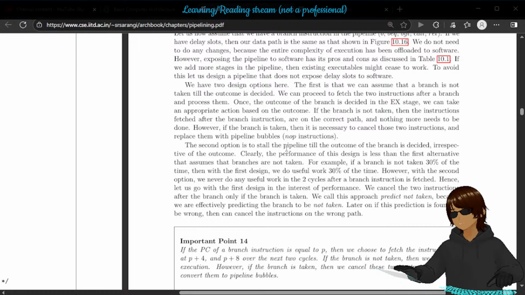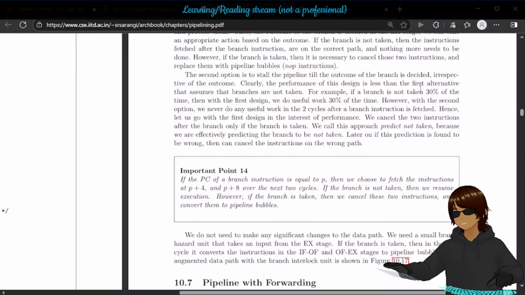The second option is to stall the pipeline till the outcome of the branch is decided, irrespective of the outcome. Clearly, the performance of this design is less than the first alternative, which assumes the branches are not taken. For example, if a branch is not taken 30% of the time, then with the first design, we will do useful work 30% of the time. However, with the second option, we never do any useful work in the two cycles after the branch instruction is fetched. Hence, let us go with the first design in the interest of performance.